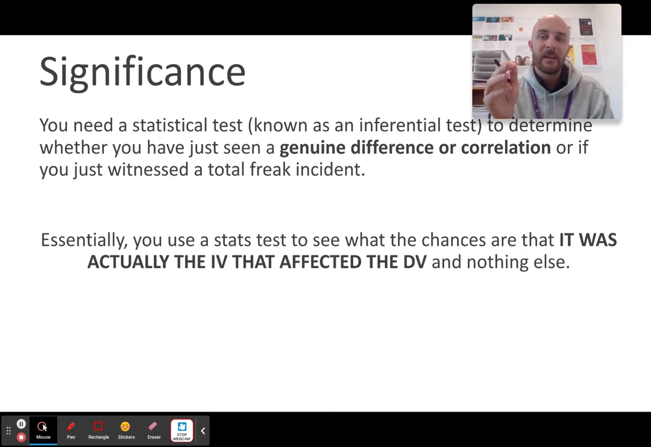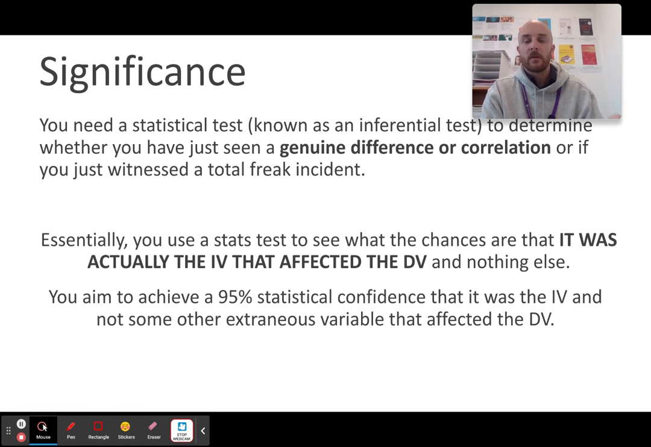Now, you have to be at least 95% sure statistically. The stats test has to tell you we are at least 95% sure that the IV in this case was what affected the DV. If you're 94% sure, you have not achieved significant findings. And that is the threshold for all psychology.